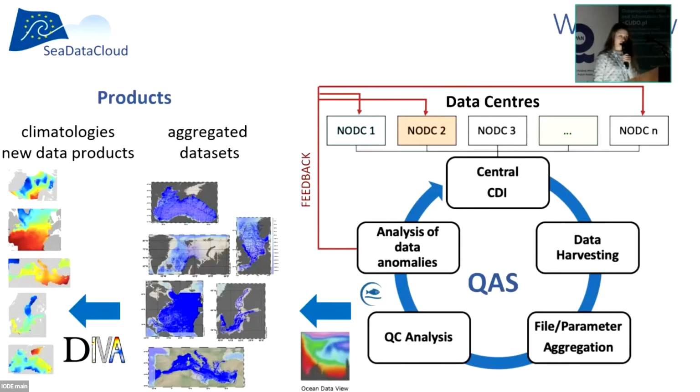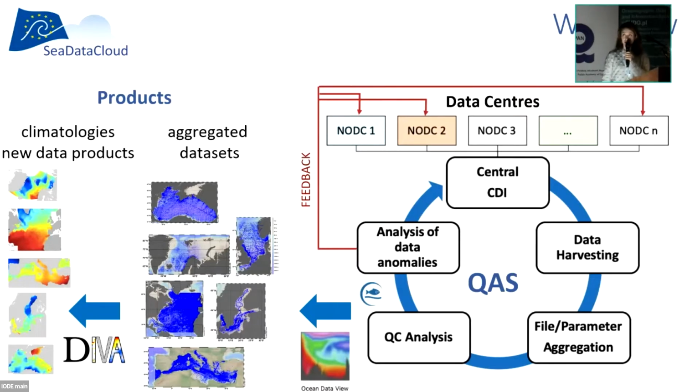So here we have a schema of the work and the data flow. What we do is to harvest the data that are at the national data center levels, and then the data are aggregated by file and parameters and split in regional data sets, because what we do is to perform a secondary quality check analysis at regional level with regional experts.